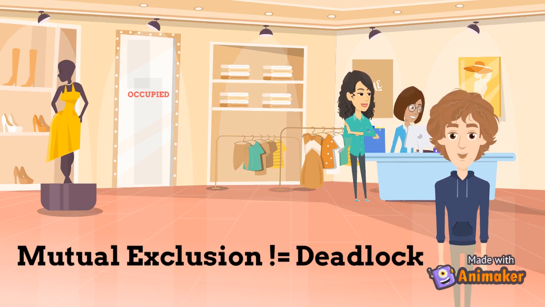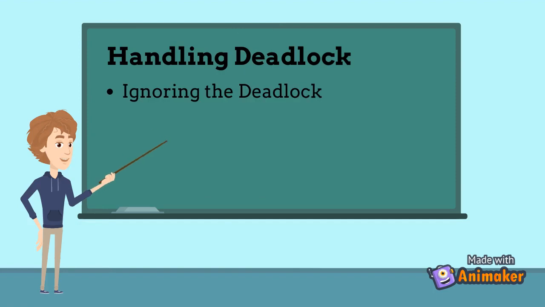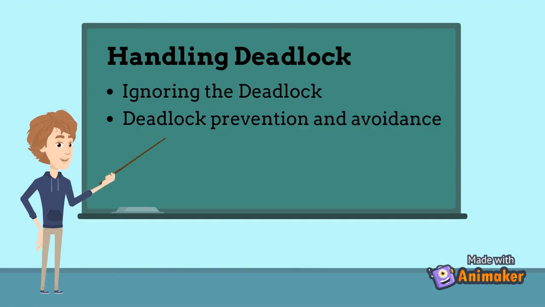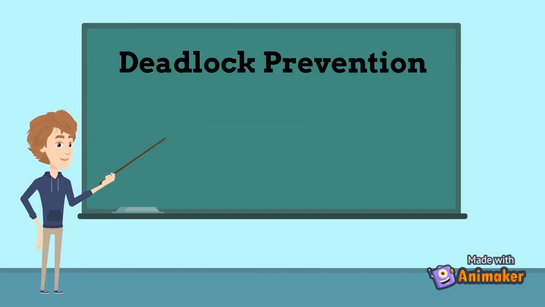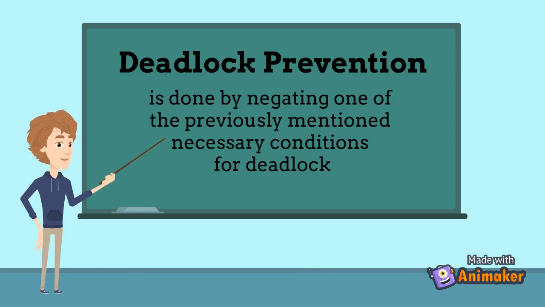As I said before, the other three necessary conditions should be true for a deadlock to occur. Deadlock can be handled by ignoring the deadlock, deadlock prevention and avoidance, or deadlock detection and recovery. Since we are discussing the concept of mutual exclusion, we will be using deadlock prevention, as it is done by negating one of the previously mentioned necessary conditions for deadlock. Let's say the resources are shareable. This means they are not mutually exclusive, giving the processes the chance to be executed, hence preventing a deadlock.